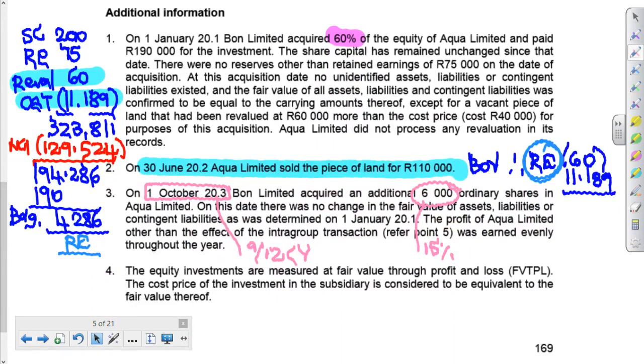So let's see what they say. On this date, there was no change in fair value of all liabilities. The profit of Aqua, other than the effect of the intergroup transaction, was earned evenly throughout the year. Oh, no, but there's an intergroup transaction. Equity investments are measured at fair value through P&L. The cost is considered to be the fair value. So yeah, they've given us that fair value story, isn't it?